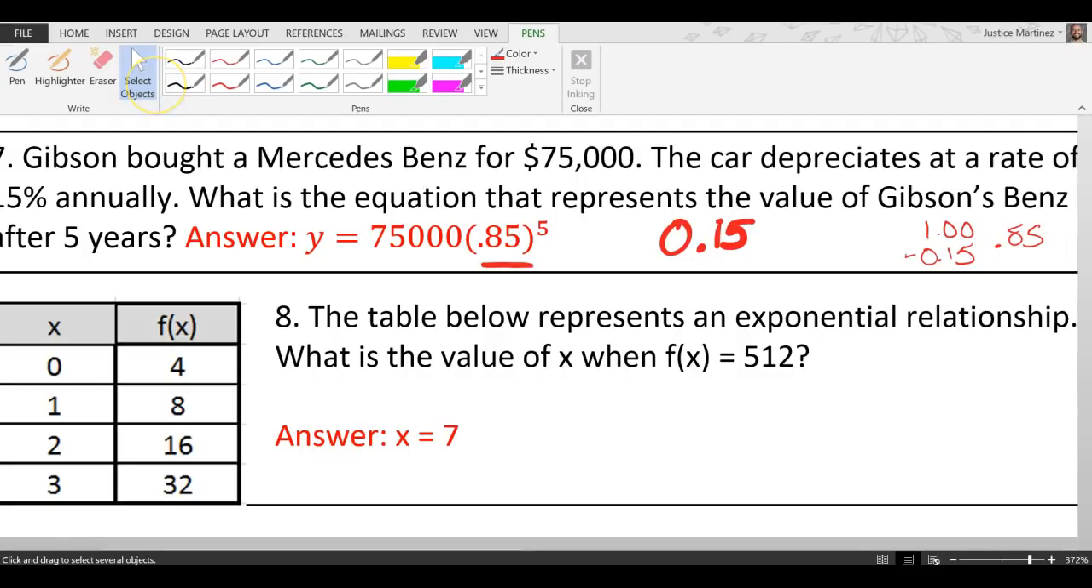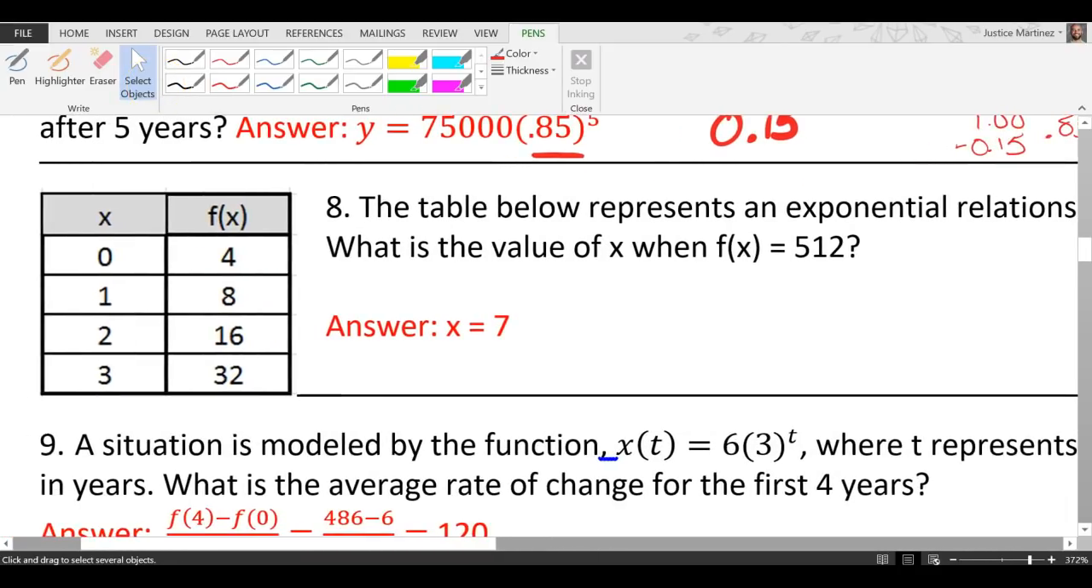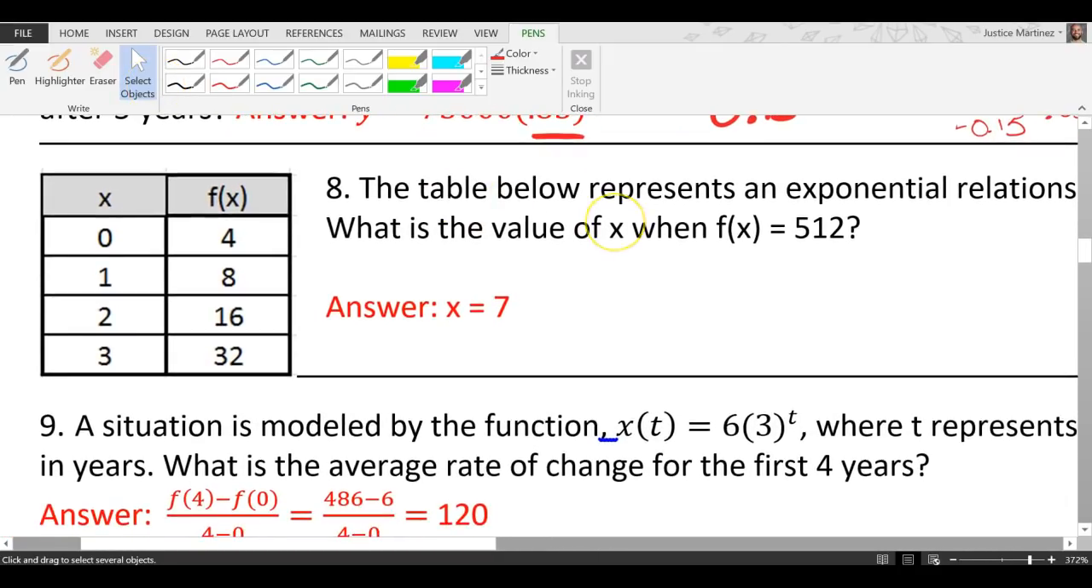Now, we come down here. This one tripped us up quite a bit. The table below represents the values. We need to find the value of x when f of x is 512. Well, I can simply make a table. It's going to be 4, 64, so on and so forth. Eventually, when the input is 7, it's going to yield an output of 512.